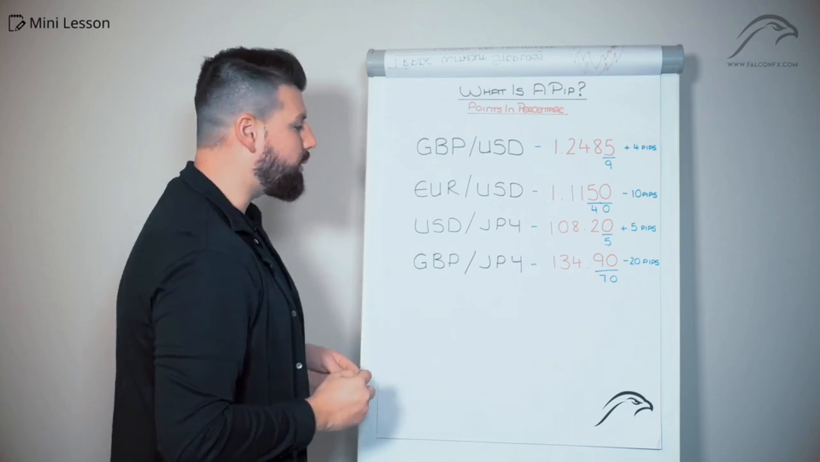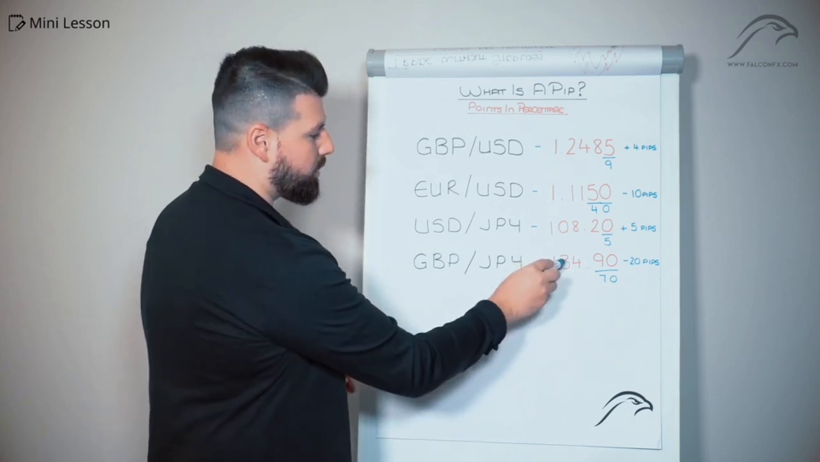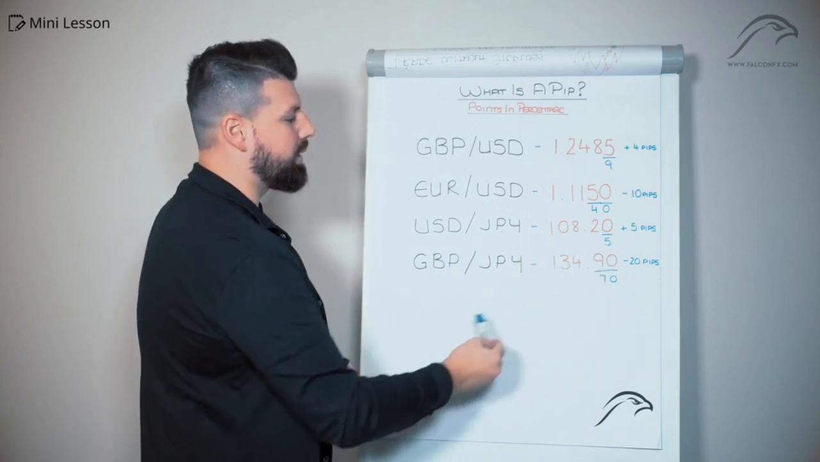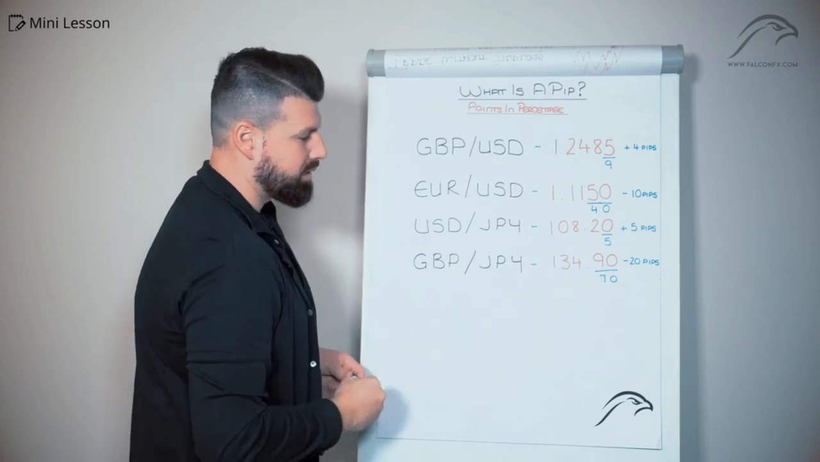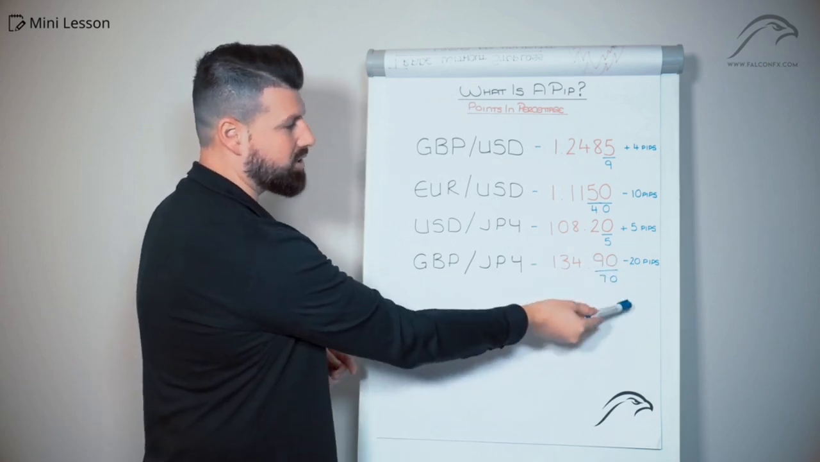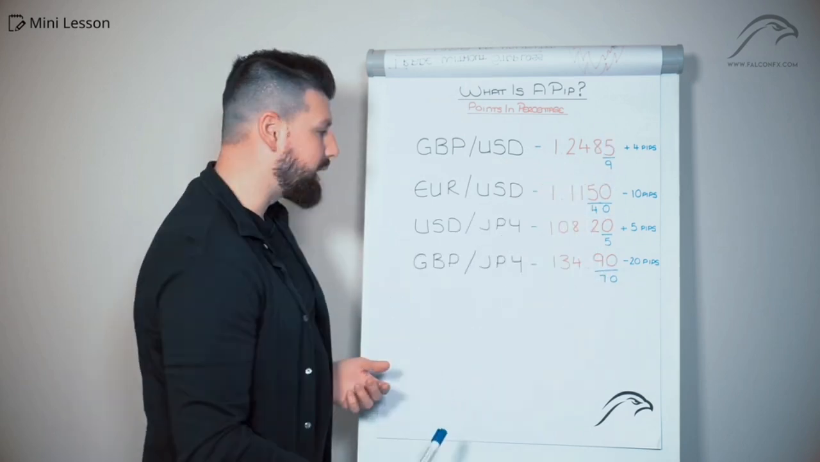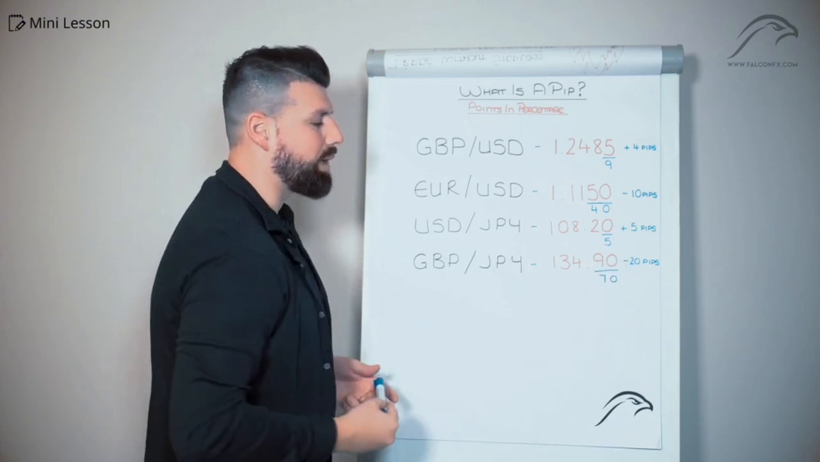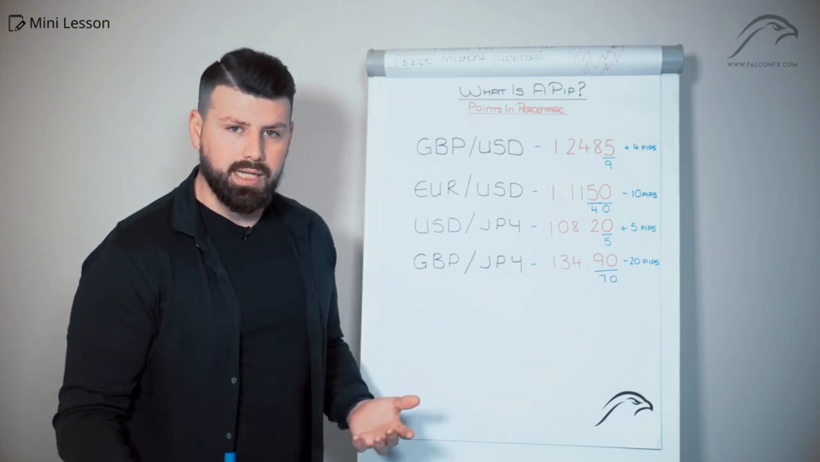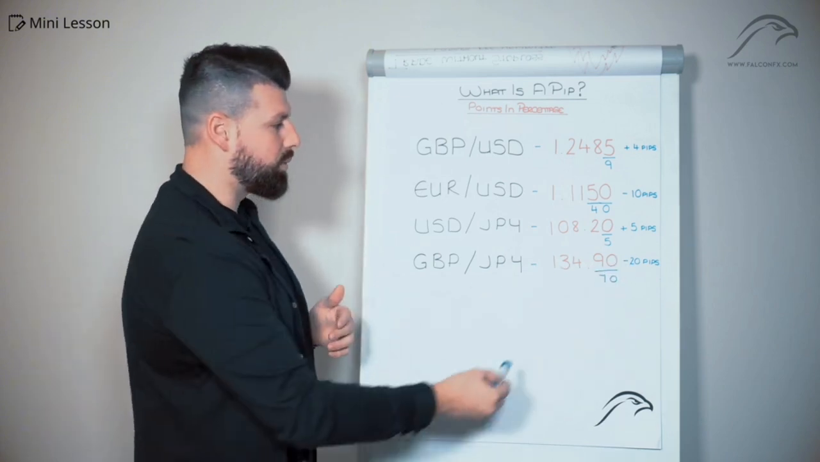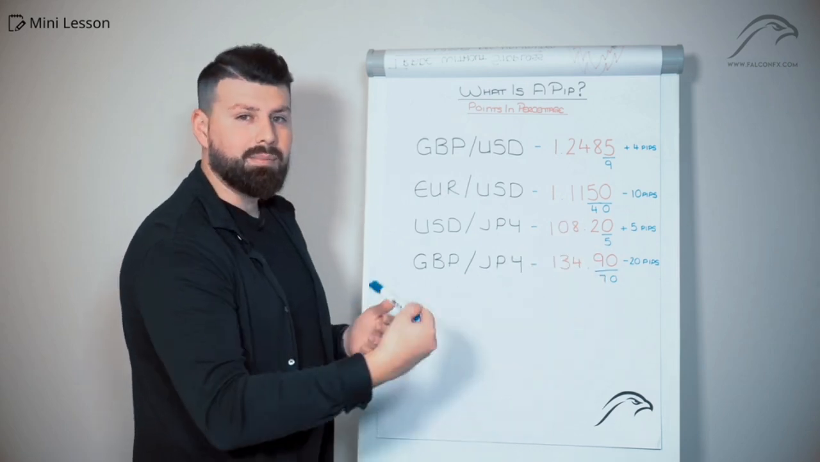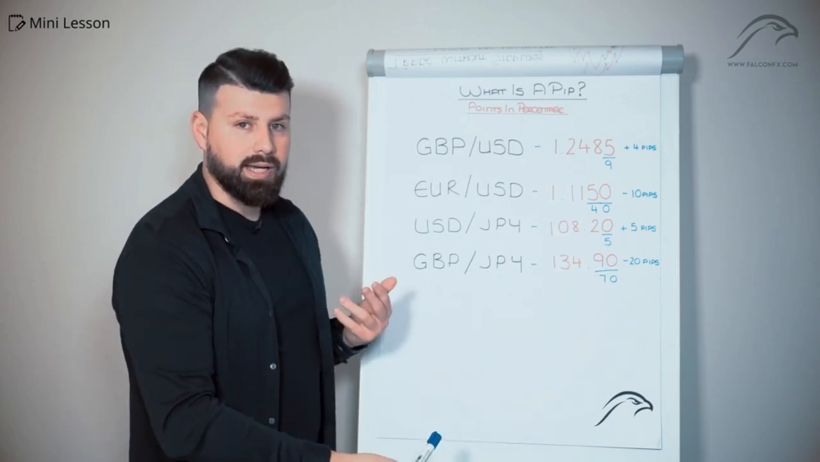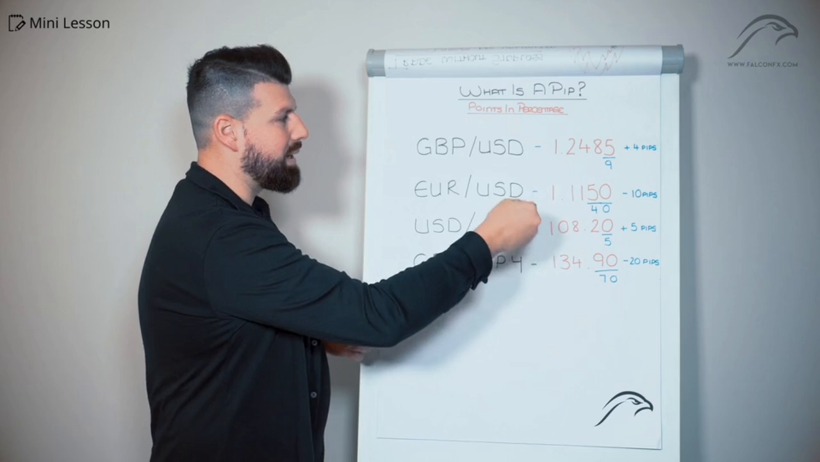Now we go to pound yen. So we've got 134.90, and then we move to 70. So we've gone from 90 to 70, and essentially, as you've probably gathered already, we've moved down 20 pips. Now when you're trading, say you're putting stop losses on by 20 pips, that may have taken you out if you'd gone the other way. So it's just about understanding what the pips mean.